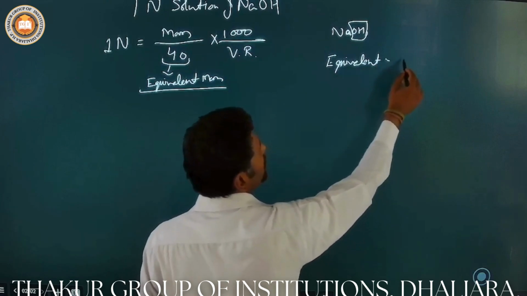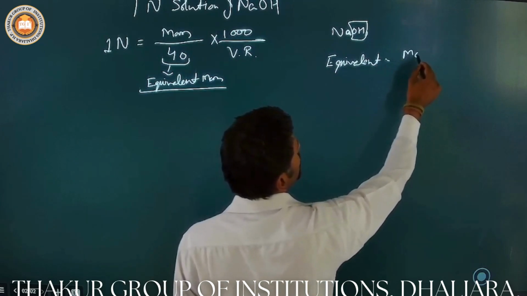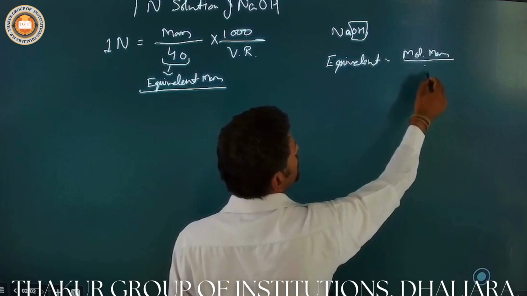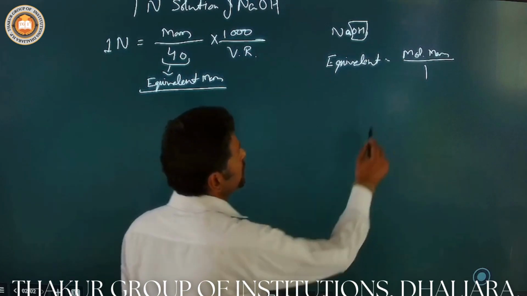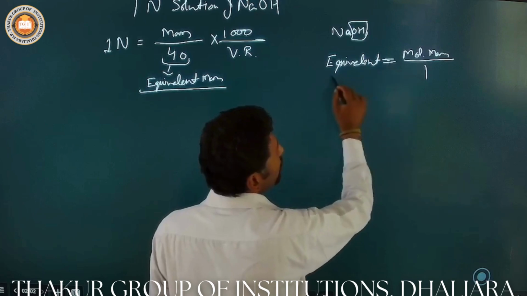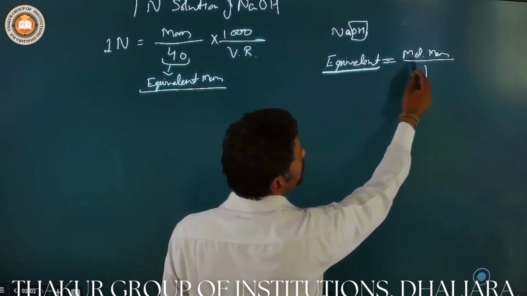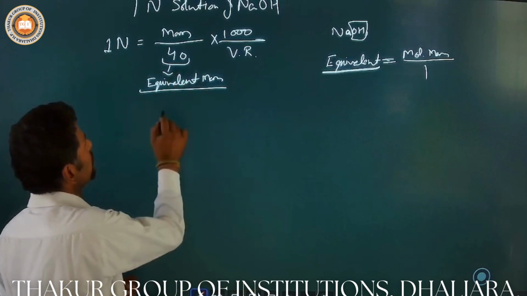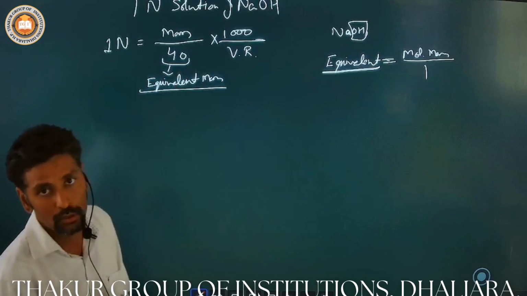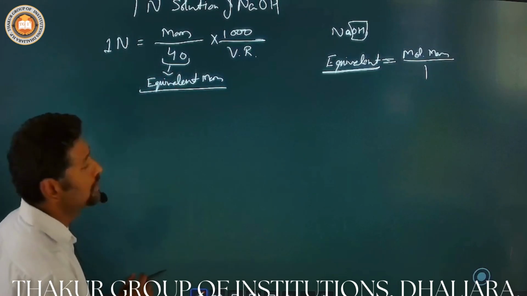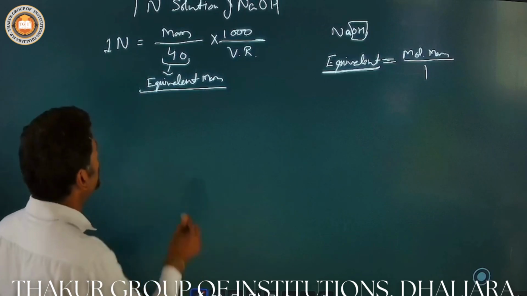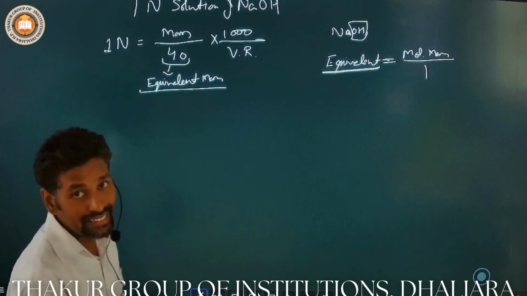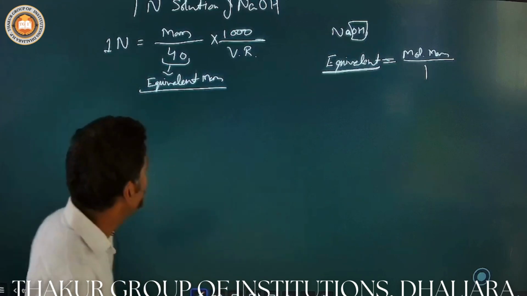equivalent mass is equal to molecular mass upon acidity or basicity. So in this case its value is 1. So its equivalent mass or equivalent weight will become equal to molecular mass. So this thing is the same, and we are going to get the same calculation as in the previous case. But if I want to prepare another solution in which the acidity or basicity is different, then what will happen?